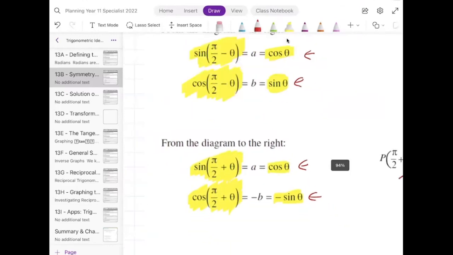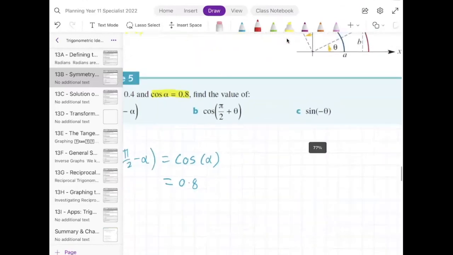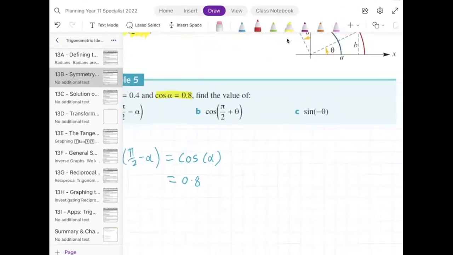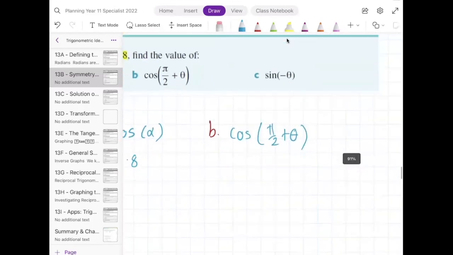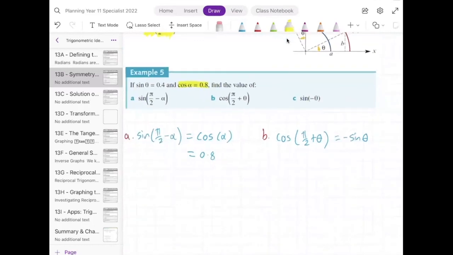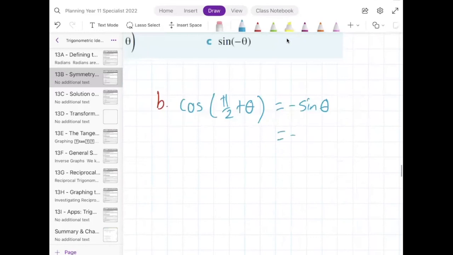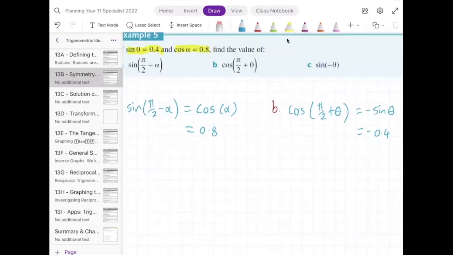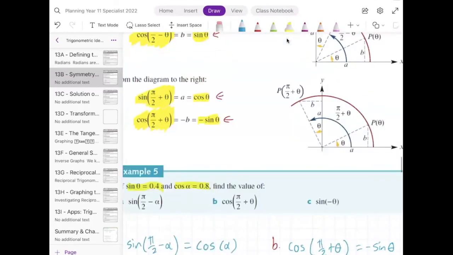Let's just finish this off with an example of what this looks like. If I do part B, that is going to be cos pi on 2 plus theta. I know cos pi on 2 plus theta equals negative sine theta. Sine theta in this question over here is equal to 0.4. So that's going to equal negative 0.4. So that's really the whole idea, is just remembering these four values.